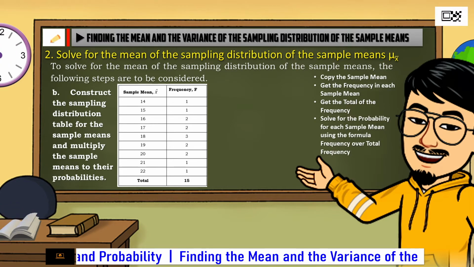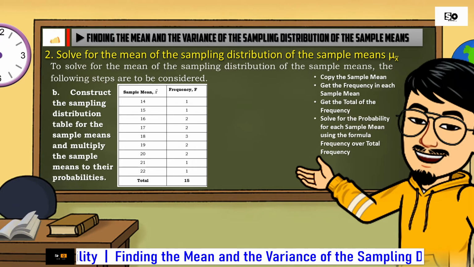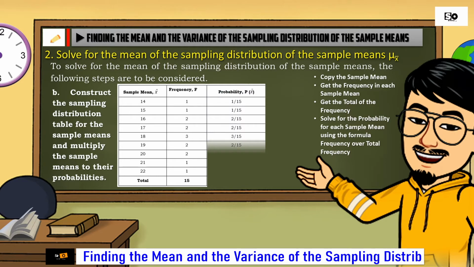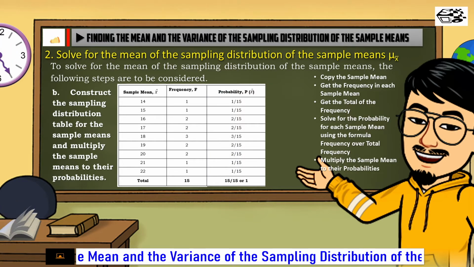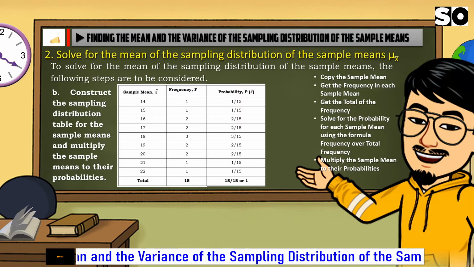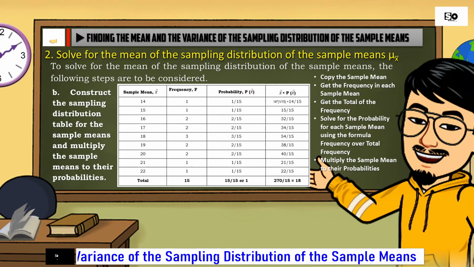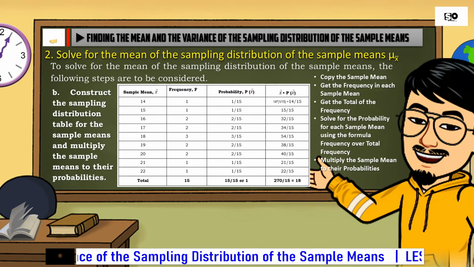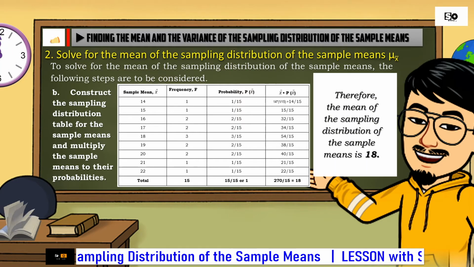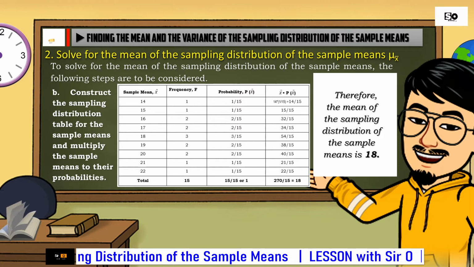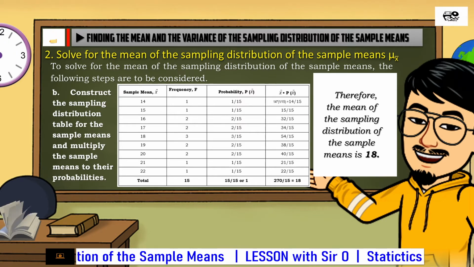Solve the probability for each sample mean using the formula frequency over total frequency. Last step is to multiply the sample mean to their probabilities. Therefore, the mean of the sampling distribution of the sample means is 18.